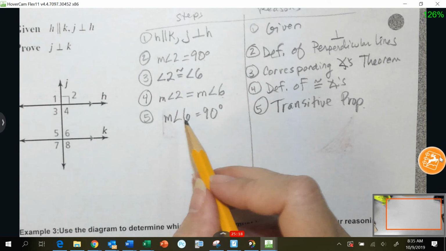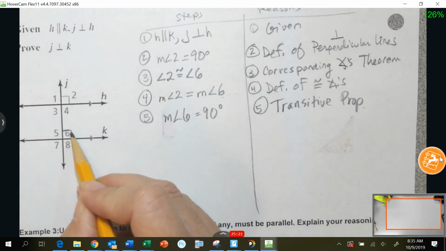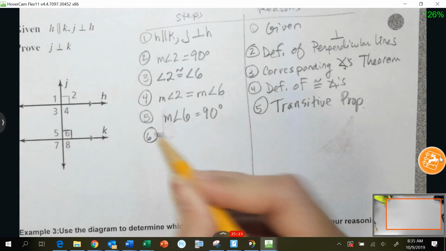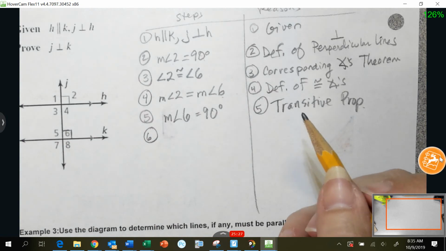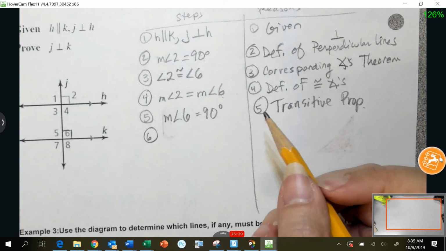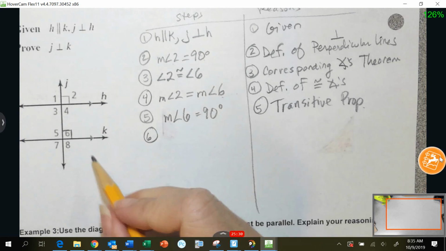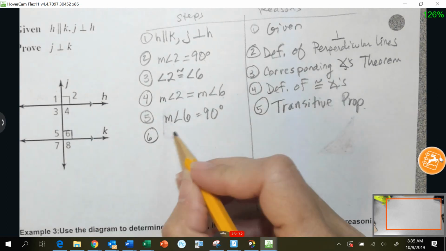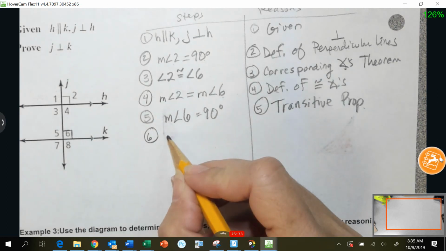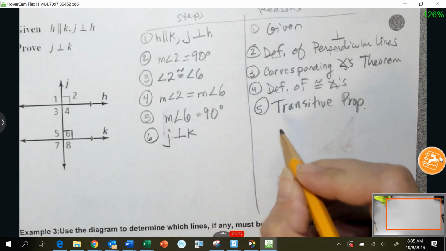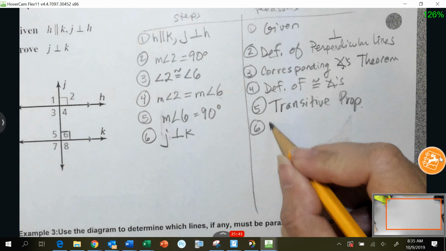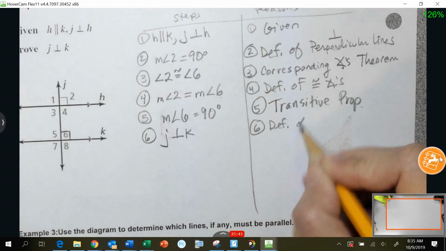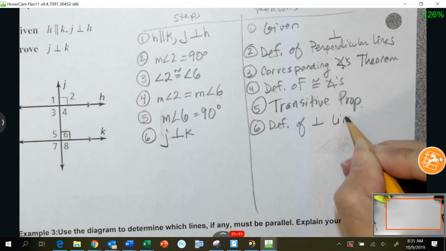All right, if the measurement of angle 6 is 90 degrees, now what can I say? Can I go ahead and say they're perpendicular? Yeah, if I know this is 90 degrees, then I know these are perpendicular. So J is perpendicular to K, by definition of perpendicular lines.